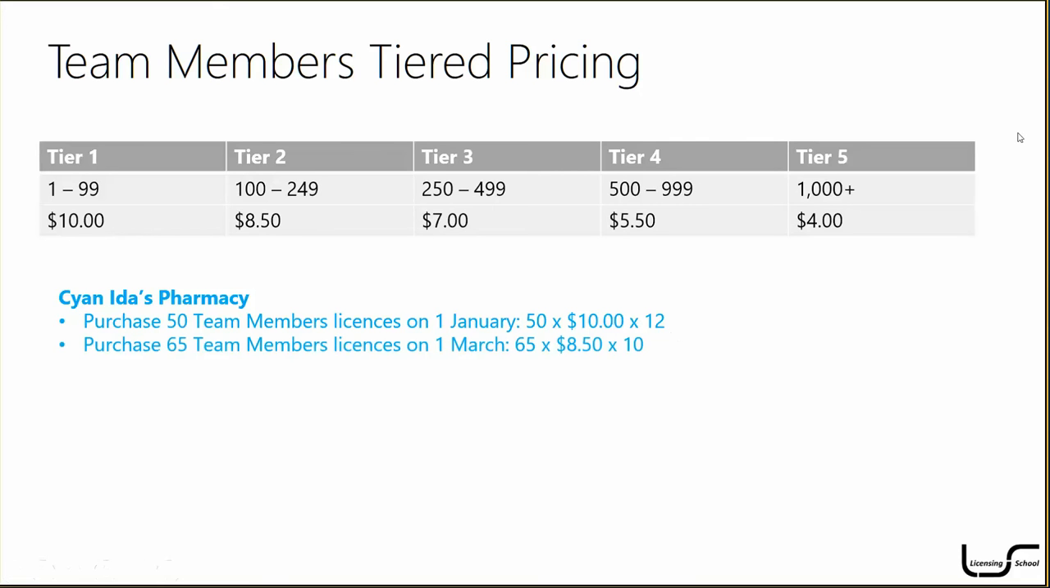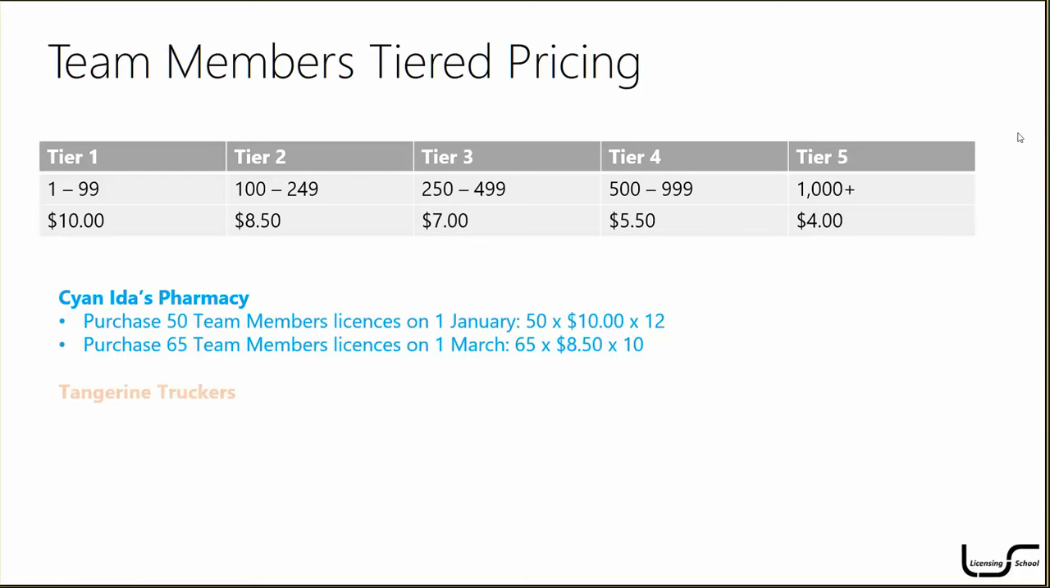Then a bit later, on the 1st of March, they buy another 65 team members licenses, and all of those 65, because now if I add them up, 115, I'm clearly in tier 2. So here I would be buying 65 licenses at the tier 2 price, and then for the 10 months remaining in the year. So that's how it works. And I think that is relatively straightforward, that you look at the number of licenses. What's perhaps unexpected is that as soon as you go into the next tier, all of that order is at that lower price, which is good.